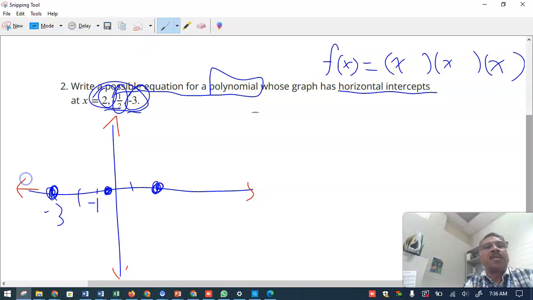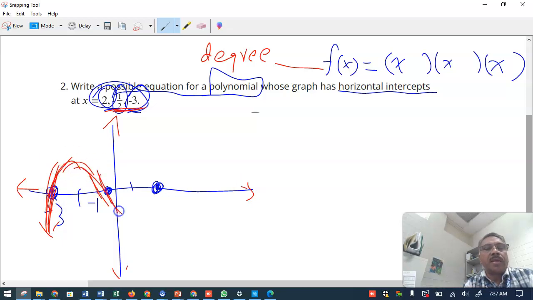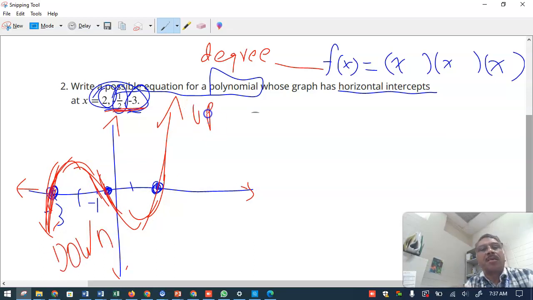In other words, there are three of them, right? So that means you're going to have a degree 3, because there are at most three solutions or horizontal intercepts. So the graph could be down, up. It goes this way, and then goes this way. But the question is not about sketching the graph. You just want to create the equation.